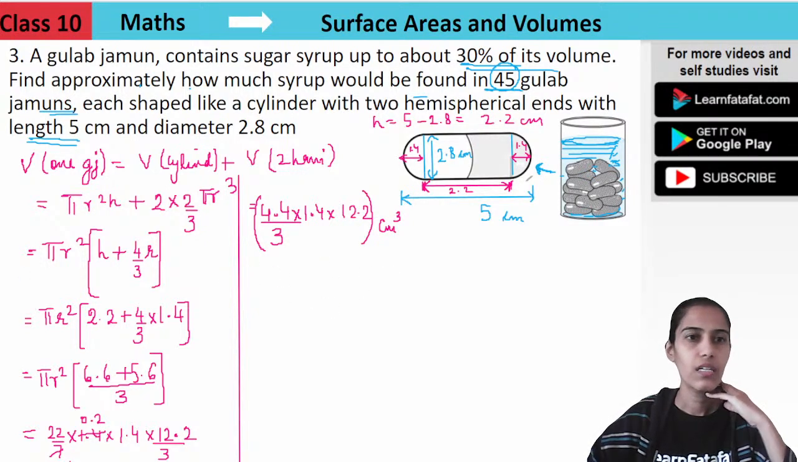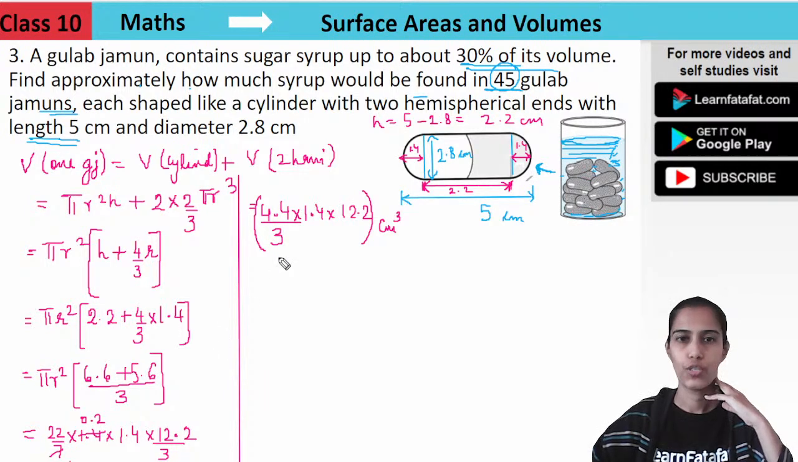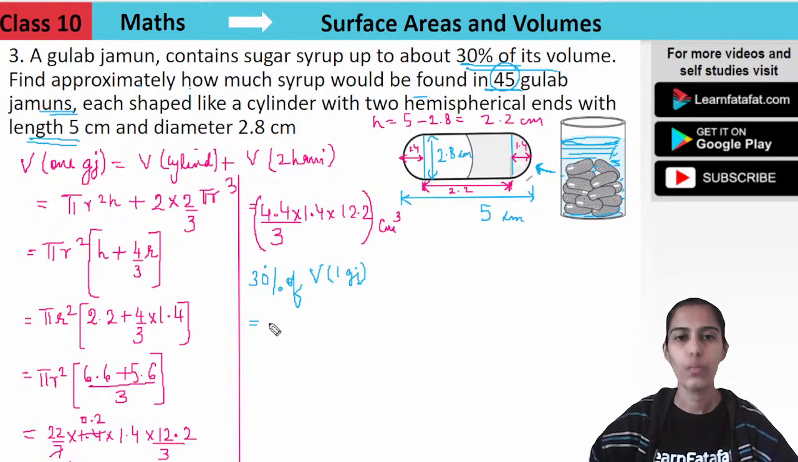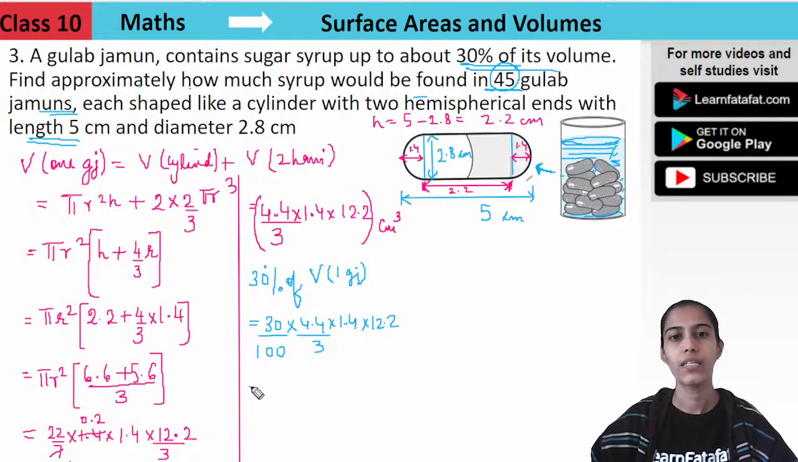So let us find 30% of this volume, how much will it be? 30% of this volume, of 1 gulab jamun, will be equal to 30/100 into 4.4 into 1.4 into 12.2/3. Okay, this is the whole volume we got. Now a 0 gets cancelled here, and 3 gets cancelled here.